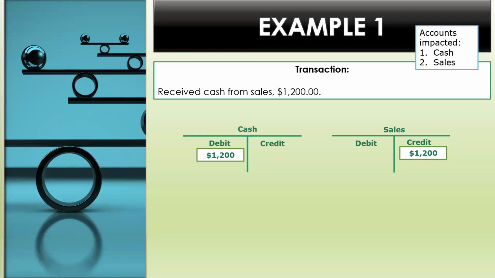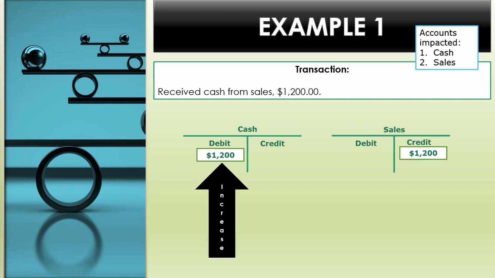So let's look at even more examples in this part 4. Example 1, the business transaction reads, received cash from sales in the amount of $1,200. This business transaction impacts cash and sales.